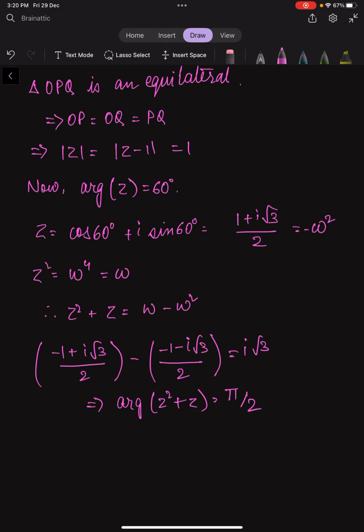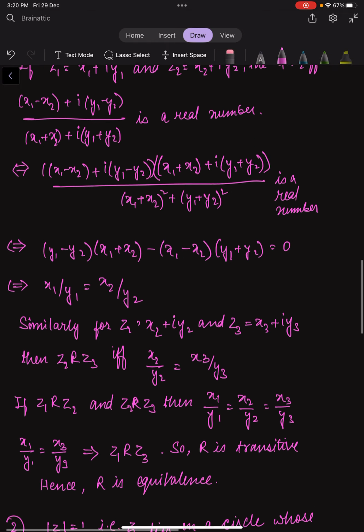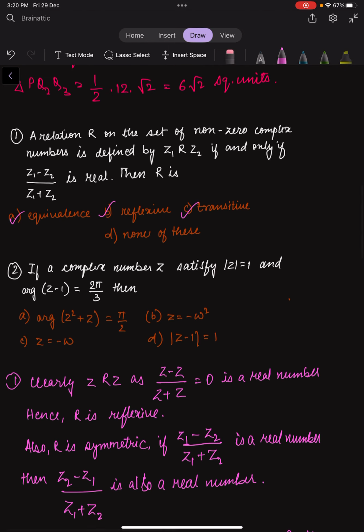So we see all the options which are given to us, and we find that option A, option B and option D is correct.